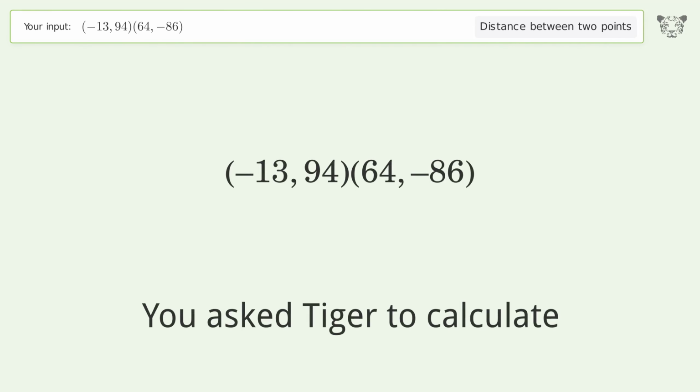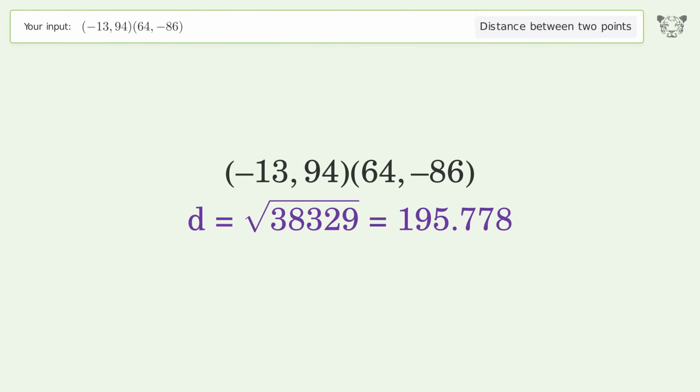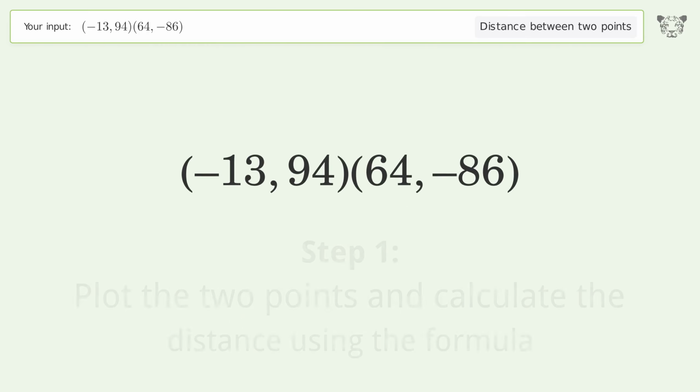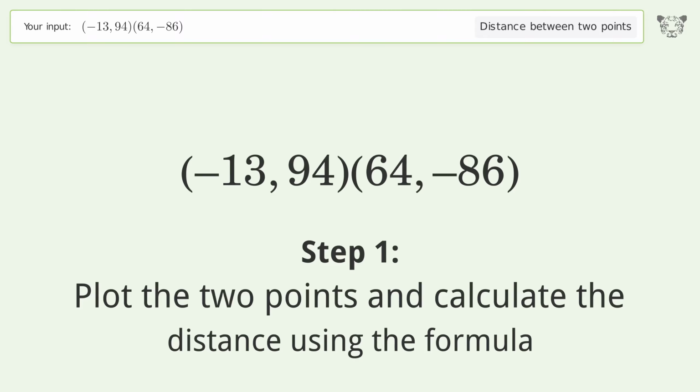You ask Tiger to calculate. This deals with the distance between 2 points. The distance between the 2 points is the square root of 38,329, or 195.778. Let's solve it step by step. Plot the 2 points and calculate the distance using the formula.